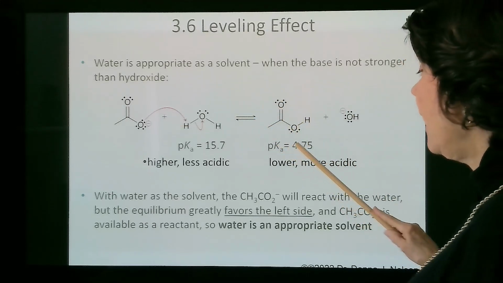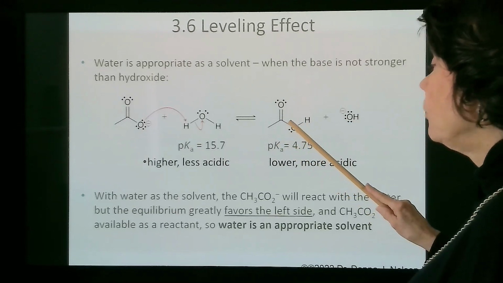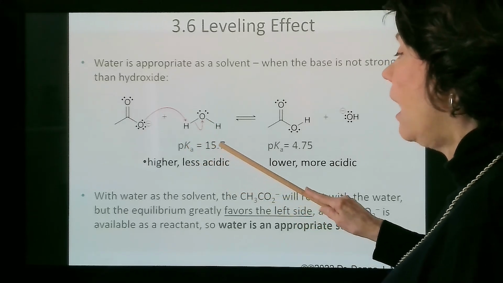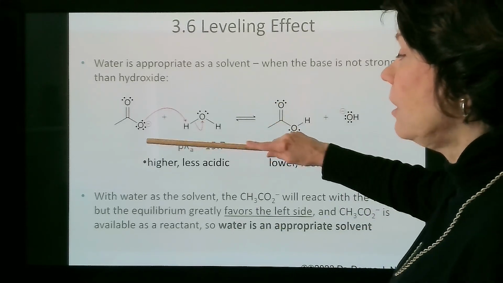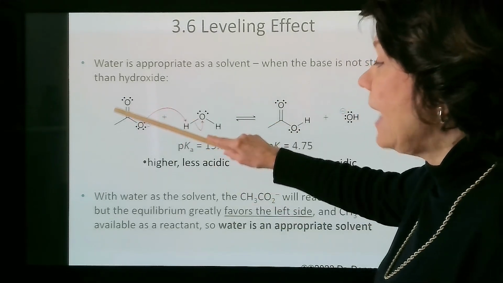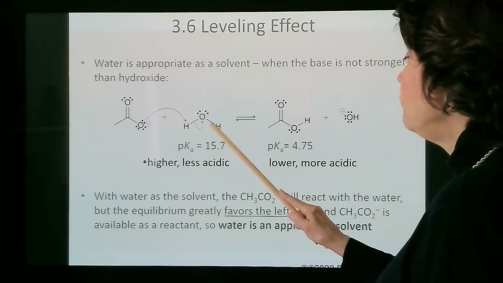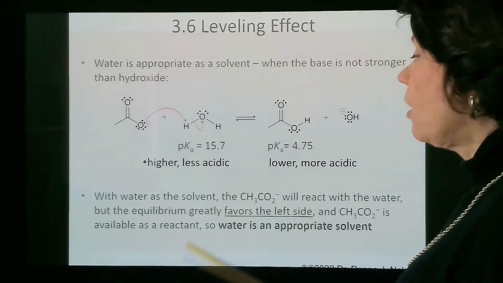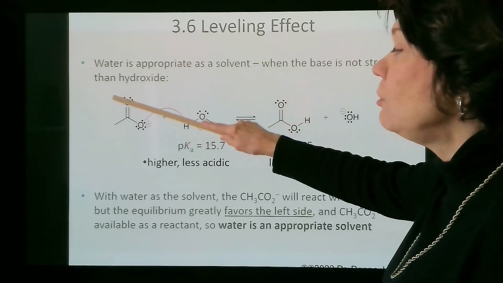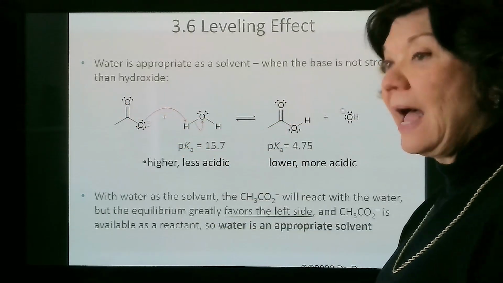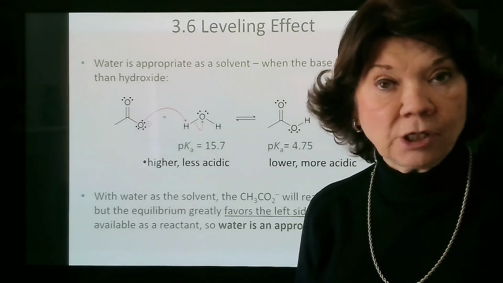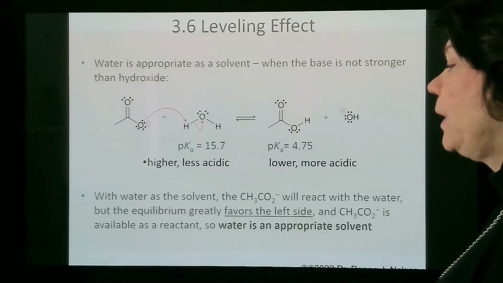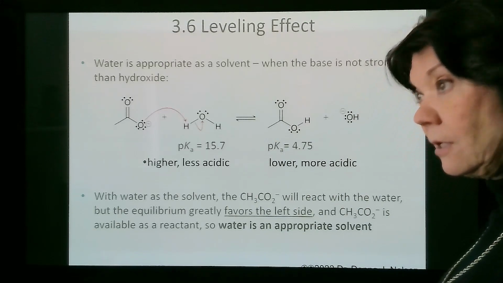So the pKa tells you that this is a stronger acid. It has a lower pKa. This is a weaker acid. This has a higher pKa. And so the reaction is going to lie to the left. That tells you that when acetate is used in a solution of water, that's okay. You won't have a conflict there. Because the equilibrium will lie to the left, you will still have sufficient acetate available for reaction instead of hydroxide. And so water would be an appropriate solvent here, but it's not always.